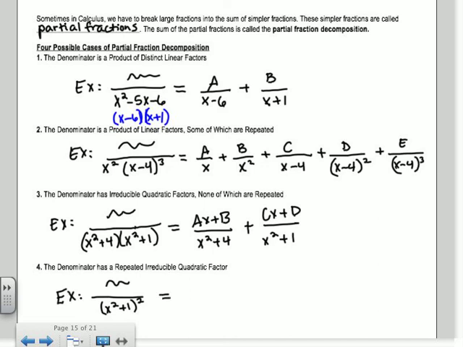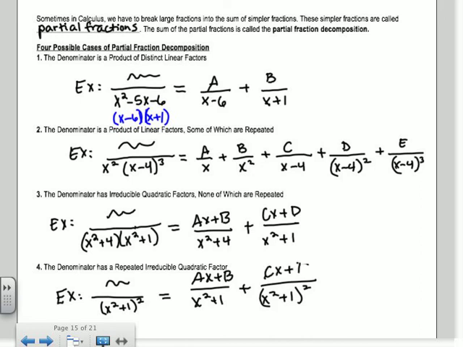What was that? Yeah, twice. So you have x squared plus 1 once, and then you have x squared plus 1 squared. And on top, I'd have ax plus b, 1 degree less. And then even though if you FOIL this out, it'd be x to the 4th, it's a repeated factor, so just use what's inside the parentheses. So it's like cx plus d.